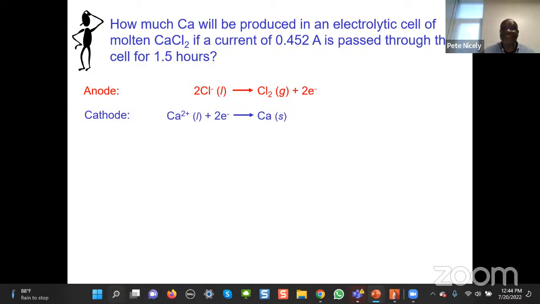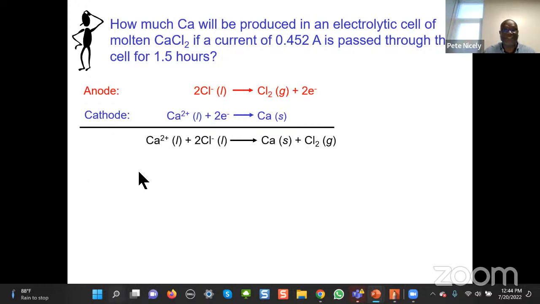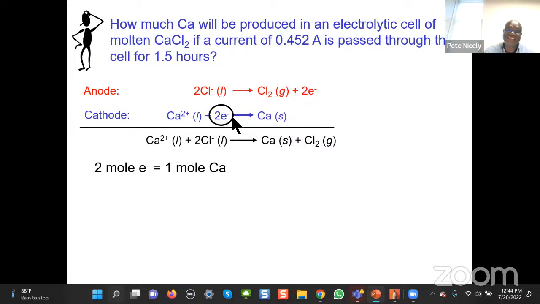So based on this equation in particular, you see that for every mole of calcium that is formed, there are 2 moles of electrons. So that's the first thing I would note here. So this is the net equation. But what I would really want to note here is the relationship between the moles of electrons and the moles of calcium that is produced. So that's a 2-to-1 mole ratio, all right?